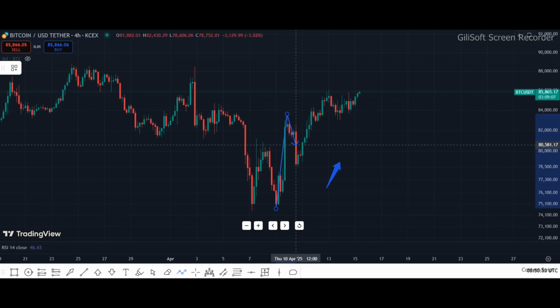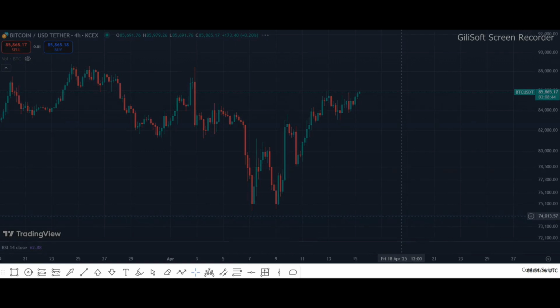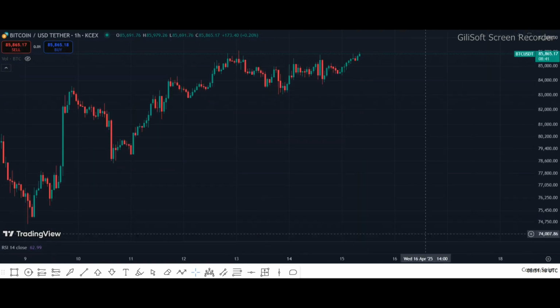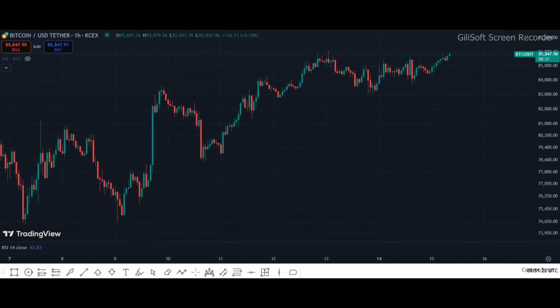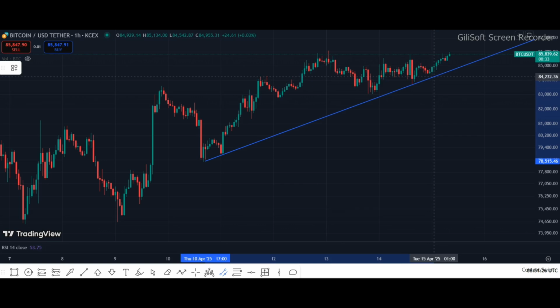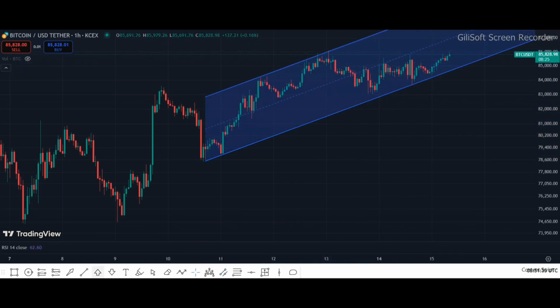Let's move on to futures trading. So we have an uptrend here on the 4-hour time frame. So it's time to follow the trading position on the 1-hour time frame. Here is an ascending channel with 2 bottoms and 2 tops.